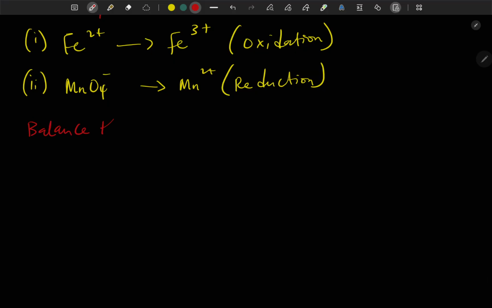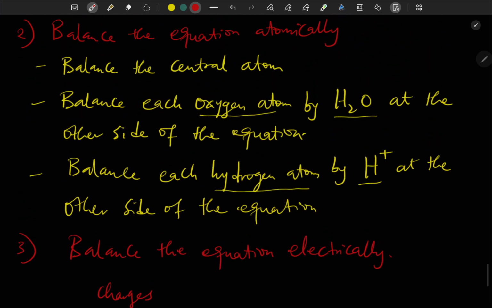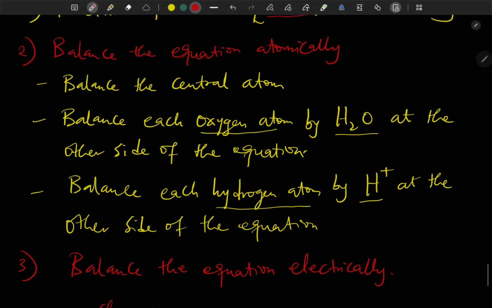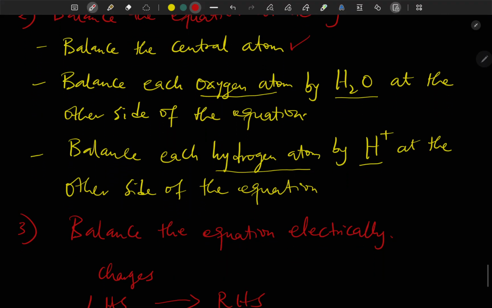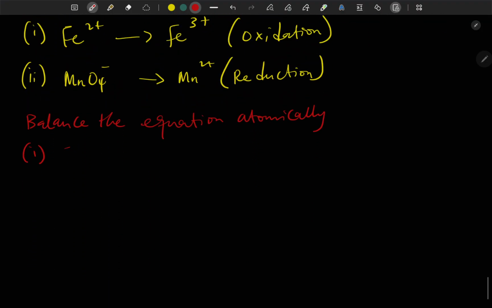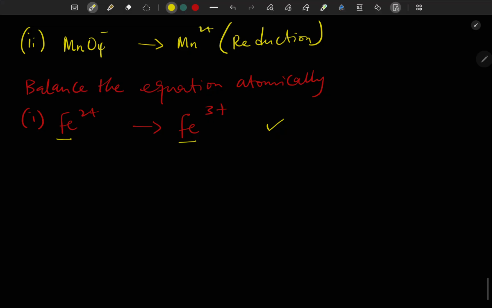Balance the equation atomically. Remember, from the steps, we said we are going to balance the equation atomically. And when we are balancing atomically, we balance the central atom first. So for the first one, Fe2+ gives Fe3+. Atomically, this equation is already balanced. We have 1 mole of iron here and 1 mole of iron here. It is balanced atomically.